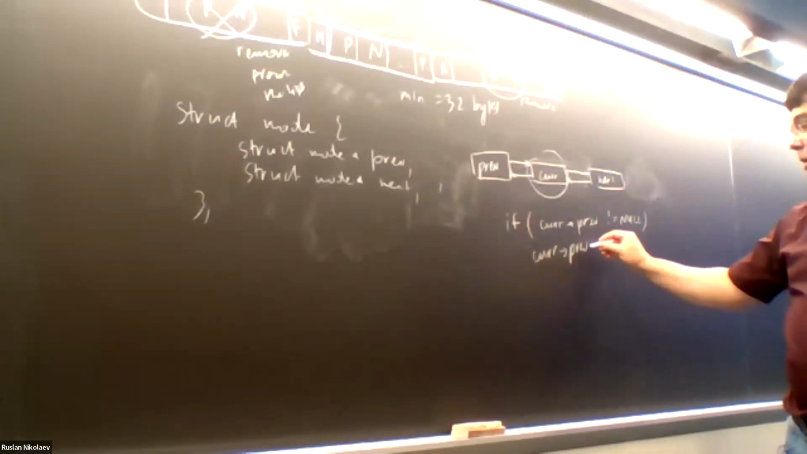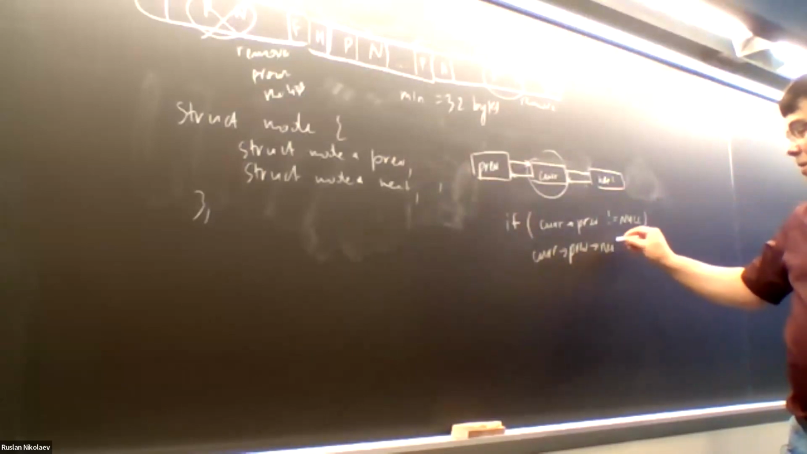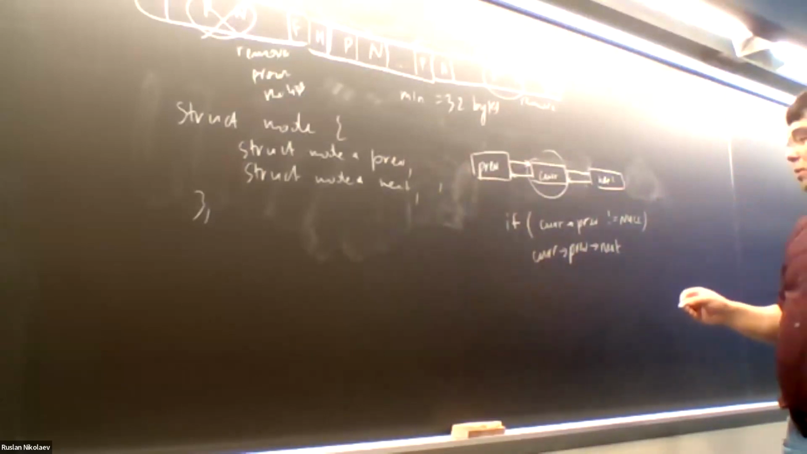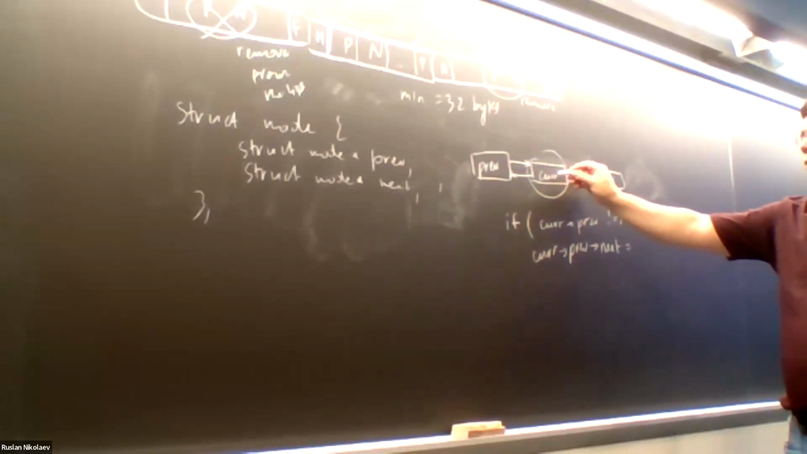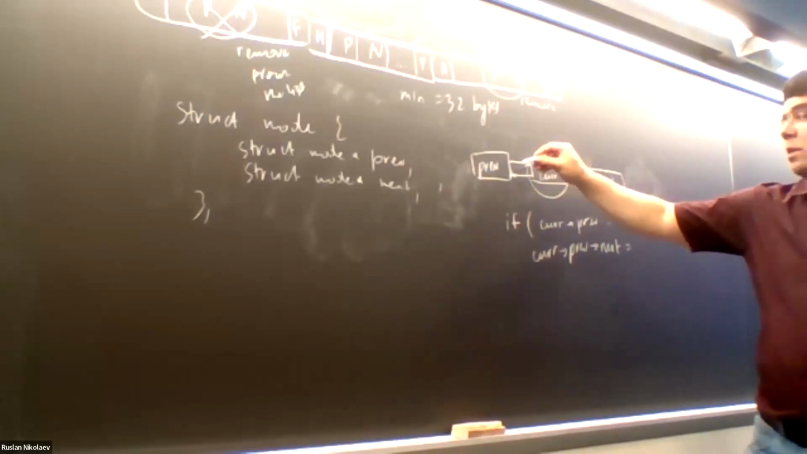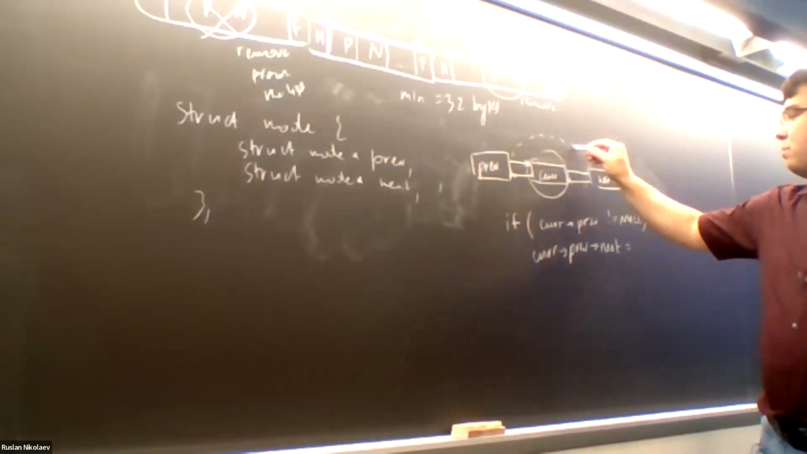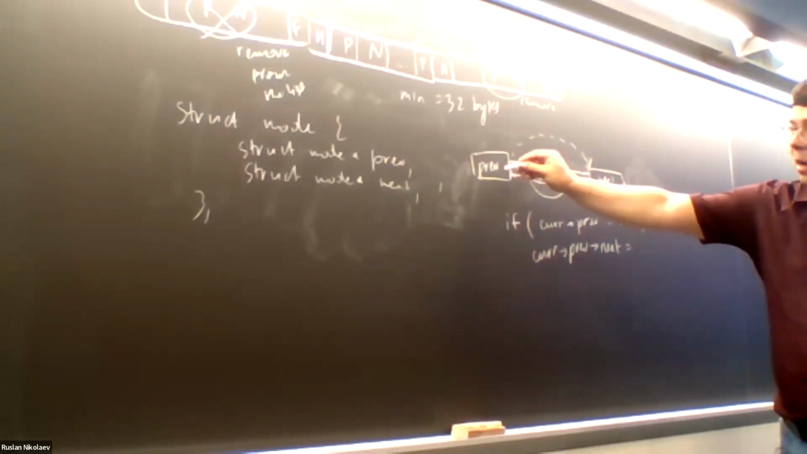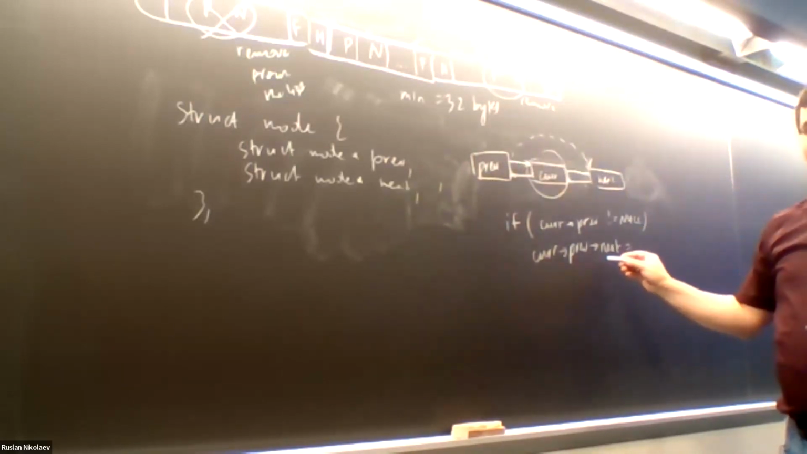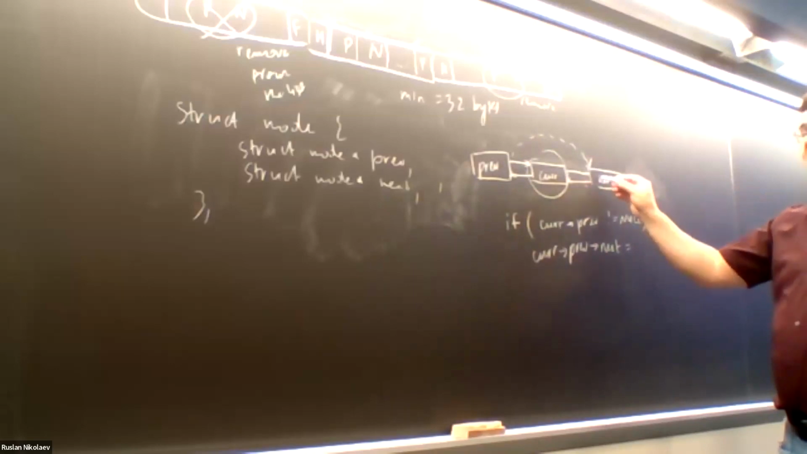So I have to update the next pointer. So what should the next pointer point to? The next pointer should point to current next, right? So I want to update this, it should become this. So I go to the previous element, update its next pointer, and put it to the current next.